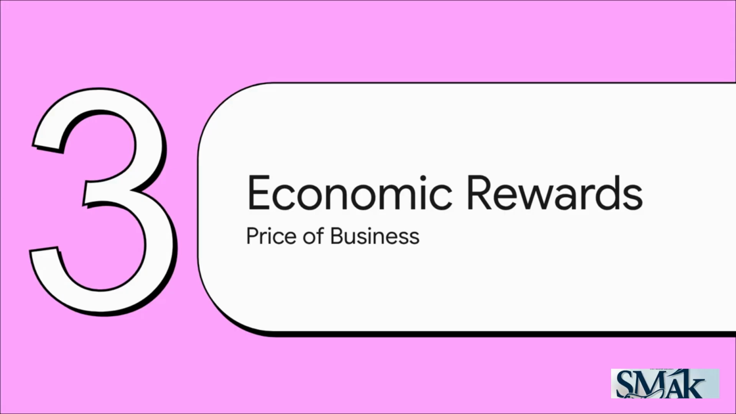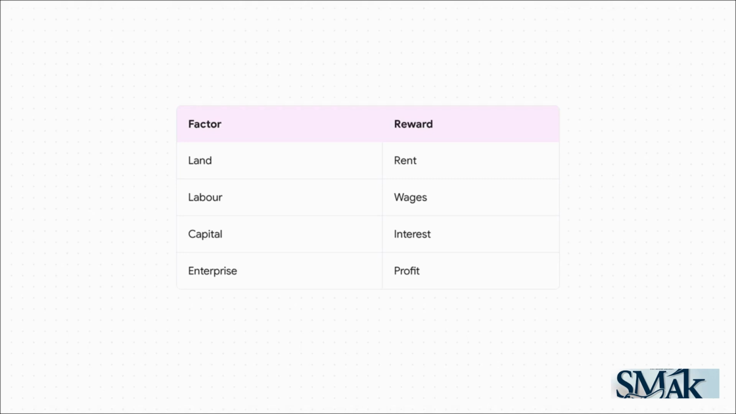That brings us to Section 3, the economic rewards, or the real price of doing business. Because, let's be real, none of these inputs come for free. Each factor of production earns a very specific reward for its contribution. When a business uses land or natural resources, the economic reward paid out is called rent. When a business utilizes human labor, the reward is wages or salaries.